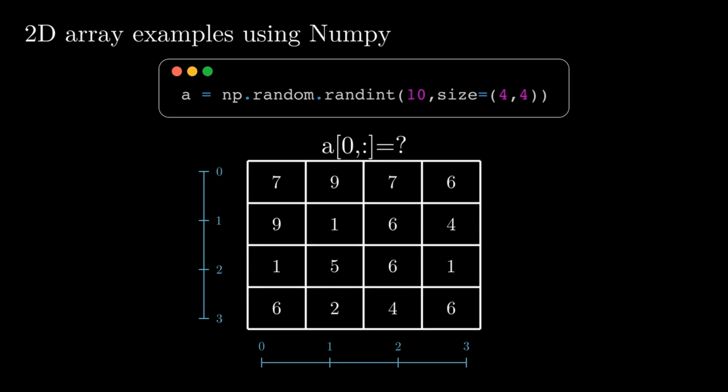So what is 0, comma, colon? We say that is the first row. 0 means first row. Colon means all the numbers in this row. If we swap them, then the first one is colon, second one is 0. So that means all the numbers in the first column. Okay, so what is 1:3, 1:3? That is the middle area. We start with row 1, 2, and column 1, 2. So we have a 2 by 2 array in this case.